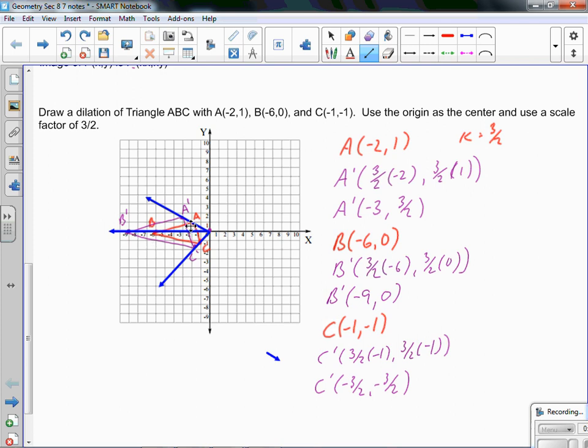So when you put that dilation into the graph with the original image, or the pre-image, I should say, because the prime version is the image. So when you see dilations and we talk about the image, that's what happens after the dilation occurs. So that's the prime stuff. The pre-image is before we draw the dilation, or the original points. Questions on any of that?